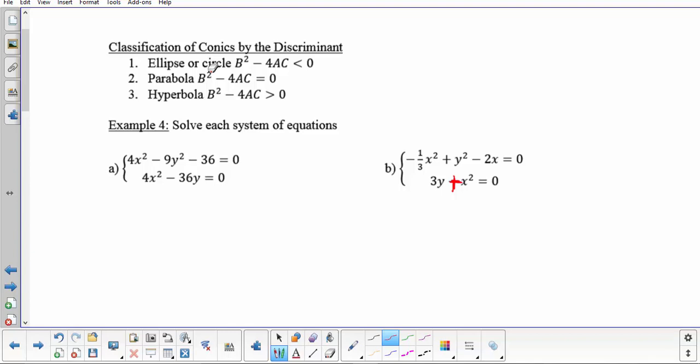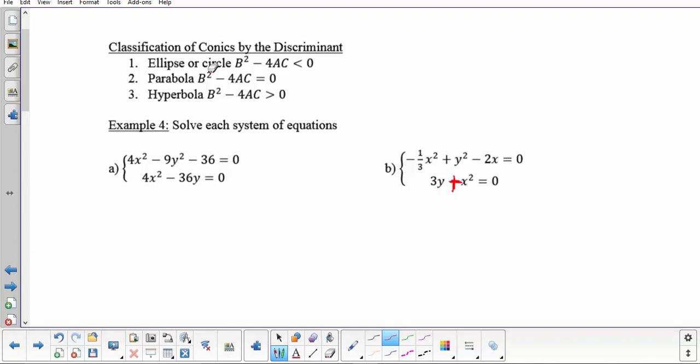So we have an ellipse or a circle if b squared minus 4ac is less than 0. And once again, it's a circle if a and c are equal, just like before. It's a parabola if b squared minus 4ac equals 0. And it's a hyperbola if b squared minus 4ac is greater than 0.